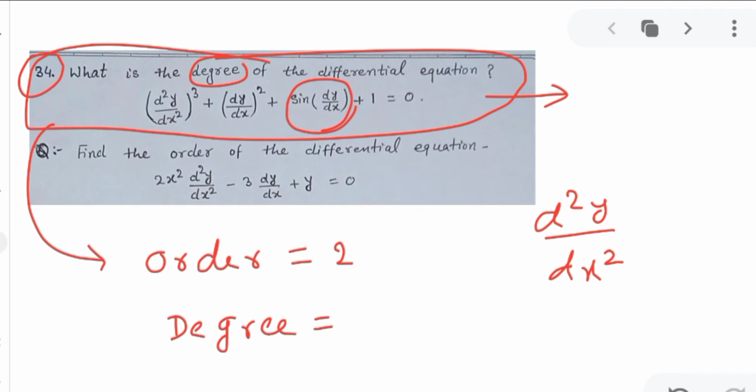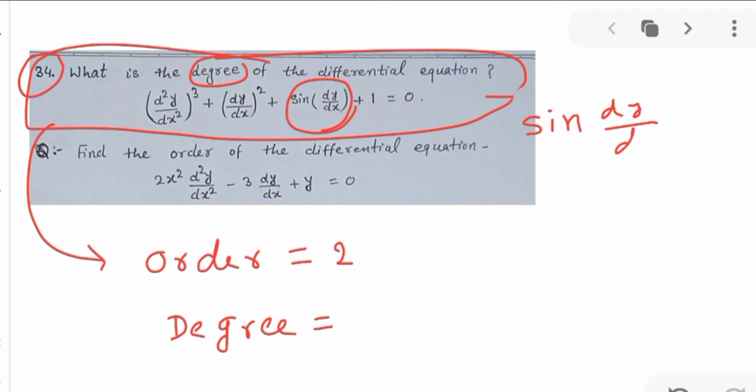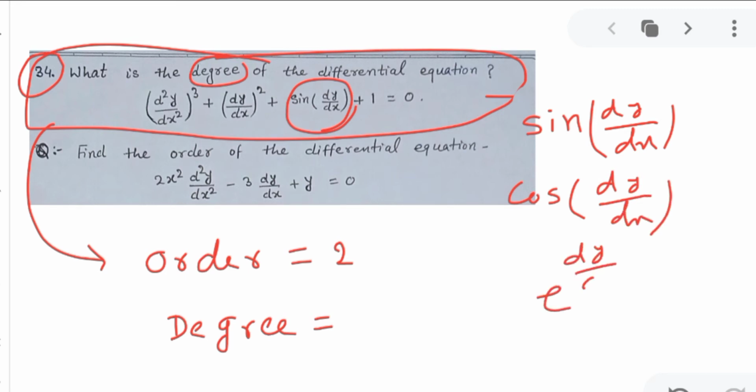In a differential equation, if it consists of sin of dy upon dx, or cos of dy upon dx, or tan of dy upon dx, or e to the power dy upon dx, which can also be written as e to the power y dash, or log of y dash, or log of dy upon dx, so if the differential equation consists of this type of terms, it will not be a polynomial.